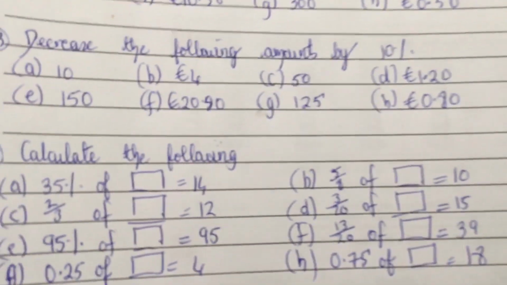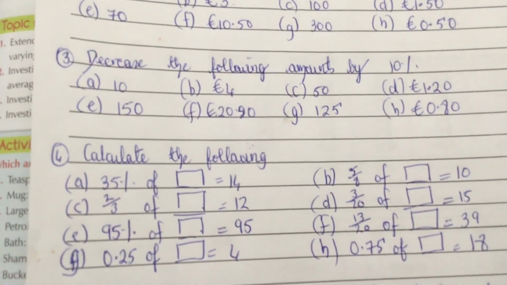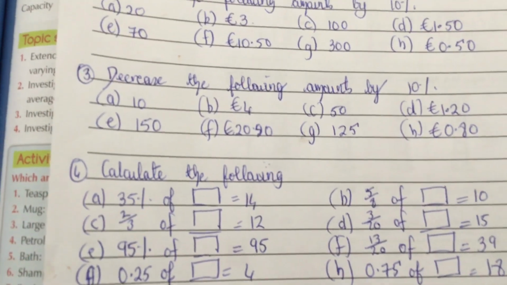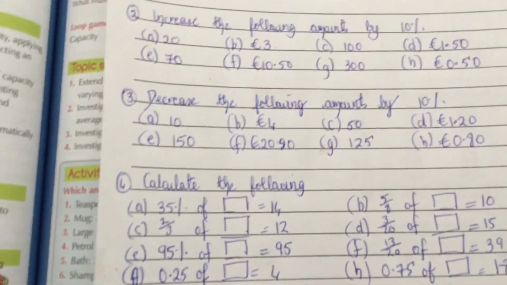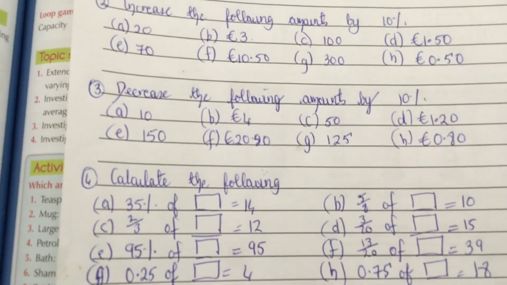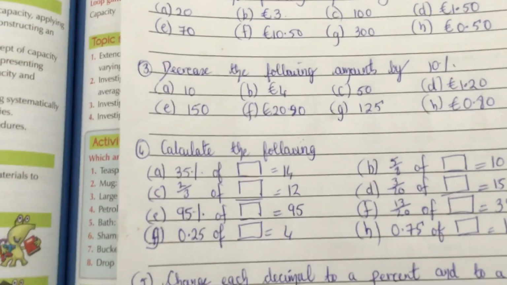Now I want you to do number 4 tonight. And this is calculate the following. So 35% of something is 14. Now remember our rule. You can only divide by what you have. So my biggest tip here would be to convert the percentage into a fraction and work it from there, guys. So convert into a fraction, work from there.